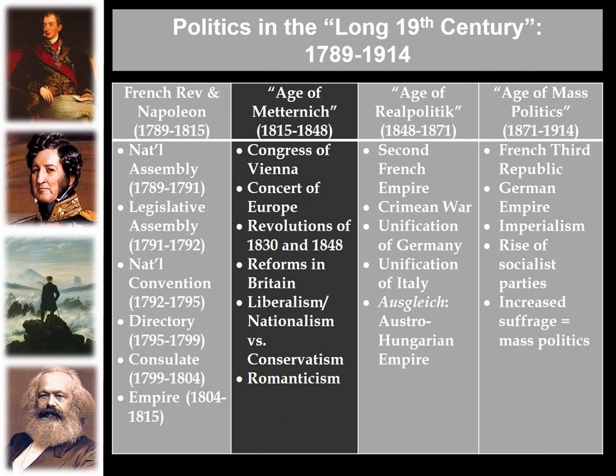And basically we will be covering the last three sections of the long 19th century. We actually began already with the end of the 18th century with what we covered in the French Revolution and Napoleon in Unit 6. So in this unit, we're going to be focusing on the second section here, the Age of Metternich, as it's sometimes called, between 1815 and 1848.